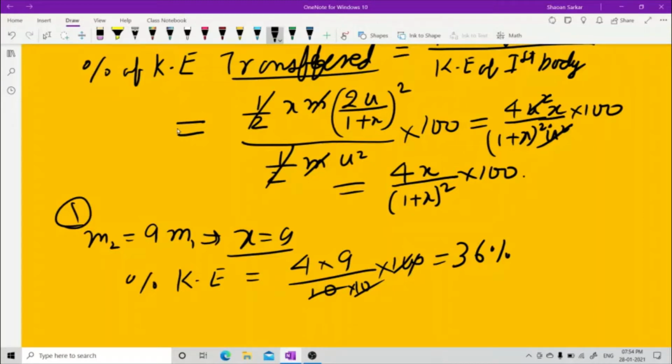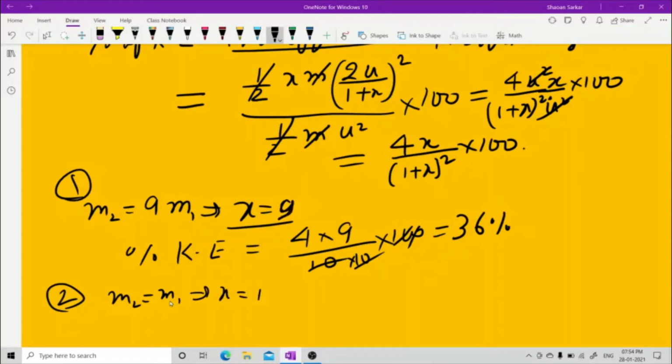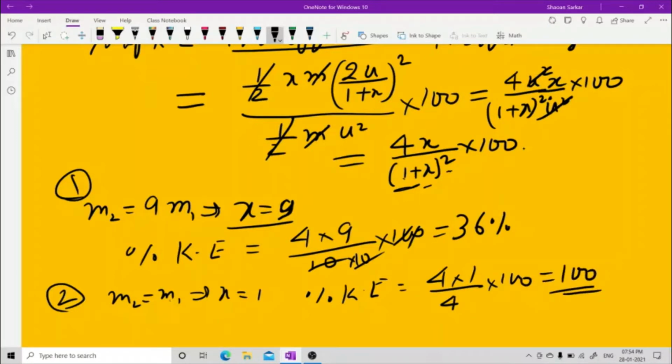Now the next part is, if it is equal to the mass. Suppose now x is equal to 1. Second case: m2 is equal to m1, which implies x is equal to 1. Then the percentage change in kinetic energy is 4 into 1 upon (1 plus 1) whole square, that is 2 square, which is 4, into 100, and this gives you a total of 100%.